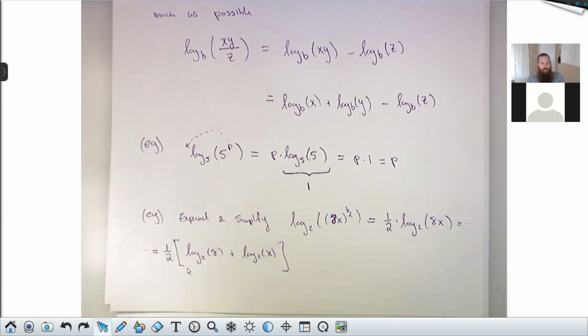Is there anything else I can do here? Anything else I can do with this piece, besides distributing the 1/2? Absolutely, yeah, WebAssign would be perfectly happy with this. But there is one more thing that I would like to see us do. There's one item here which is more complicated than it needs to be.